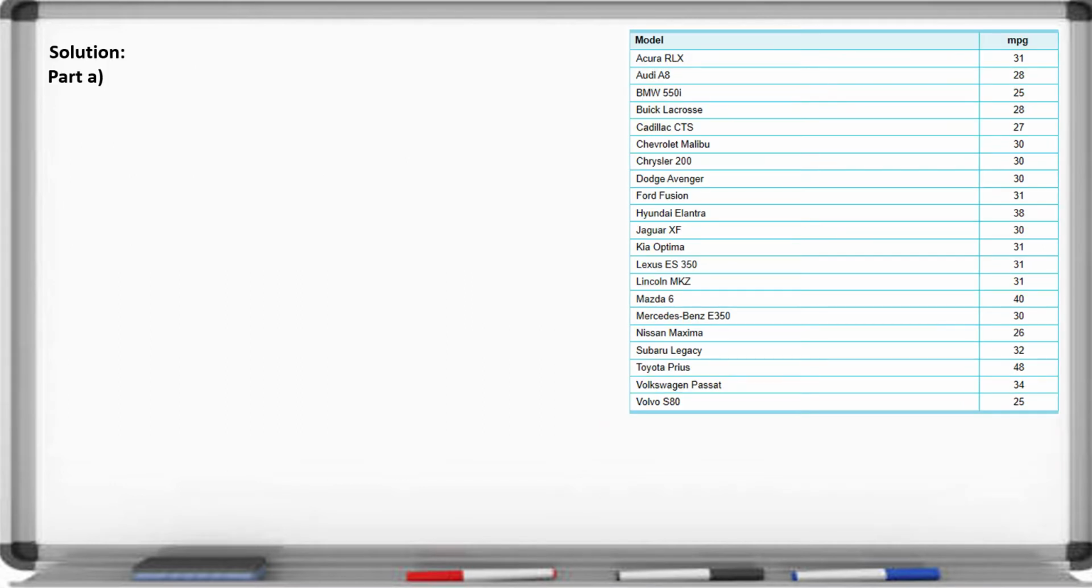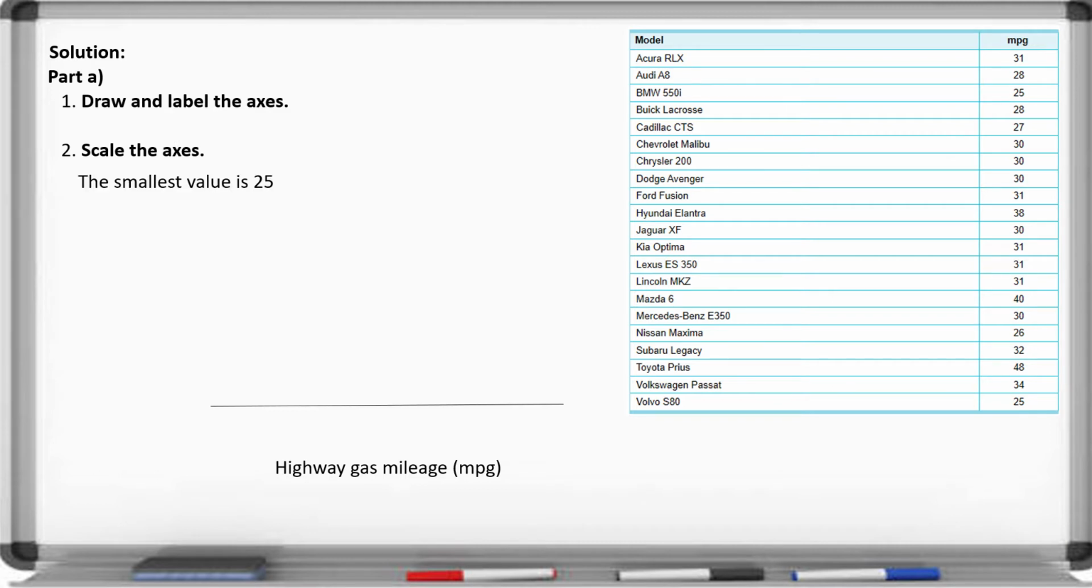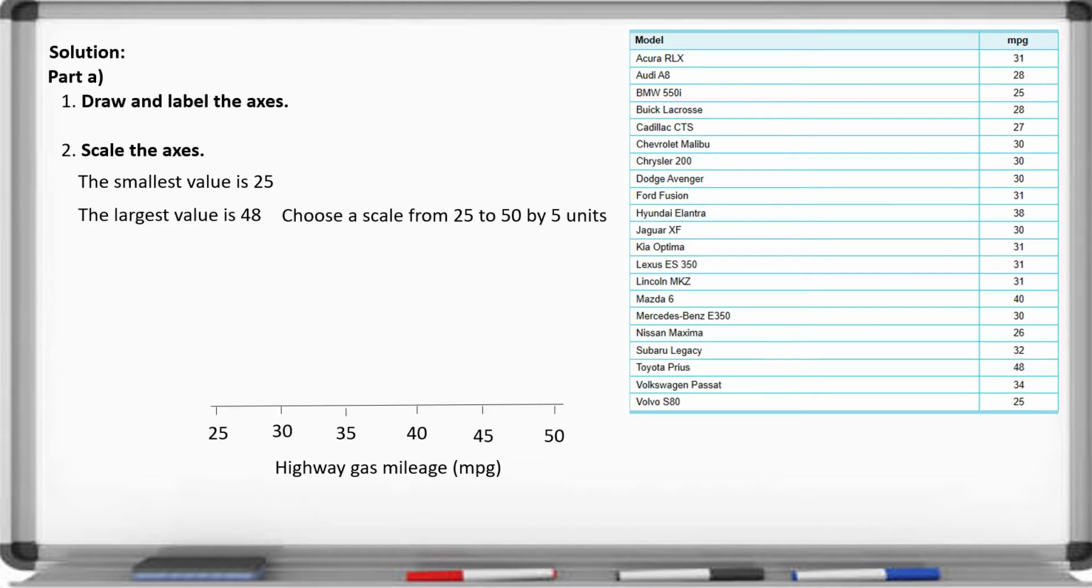So putting that table back up here so that we can reference it, we're going to start by drawing and labeling our axes. Notice that I labeled the highway gas mileage, so that's our quantitative variable. The next step is to scale. We know that the smallest value is 25 mpg and the largest is 48, so it makes sense to start at 25 and end at 50 and then just go by fives. That's what I did here on the axes.